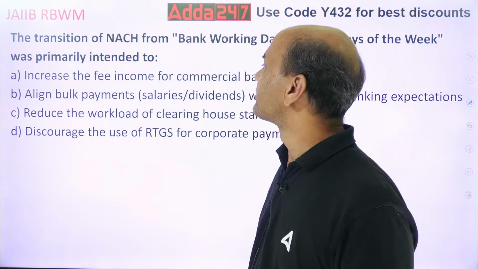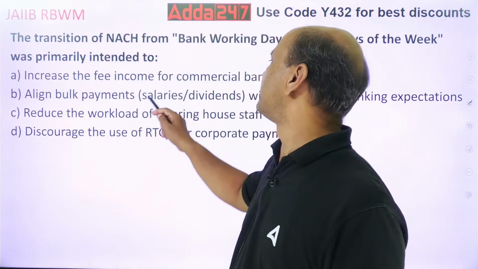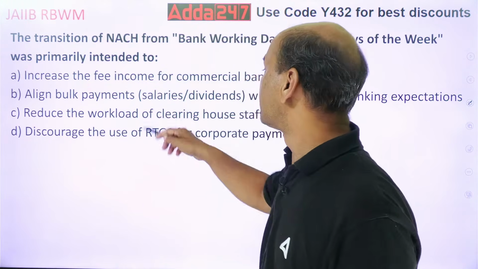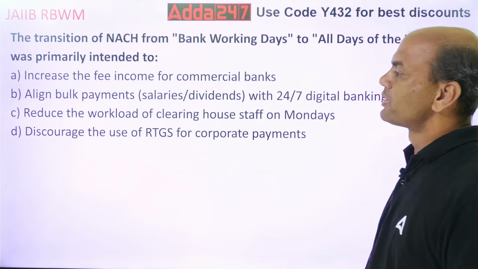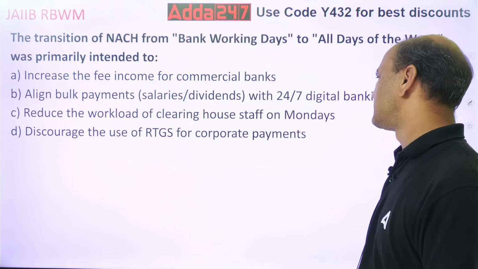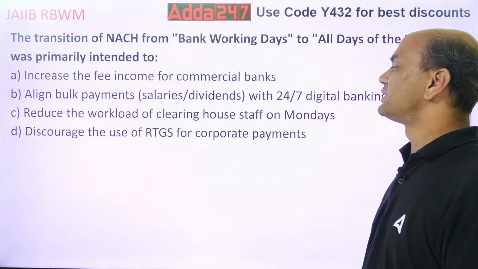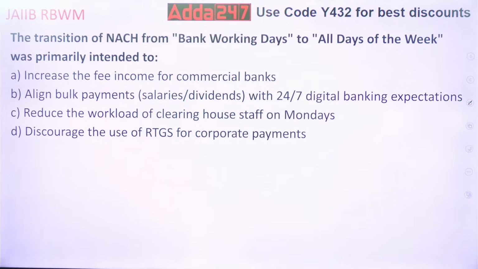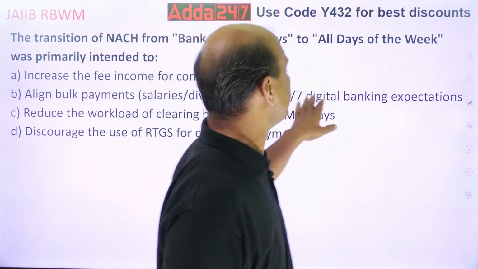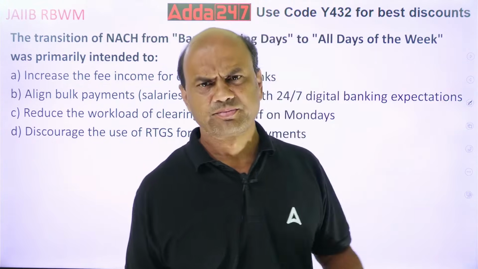So, it was primarily intended to increase the fee income of the commercial banks, align bulk payments with 24/7 digital banking expectations, reduce the workload of the clearinghouse staff on Mondays, discourage the use of RTGS for corporate payments. So why was NAC brought in for the full period, full 24/7? Right? The answer was B. Align bulk payments with 24/7 digital expectations. Isn't it?